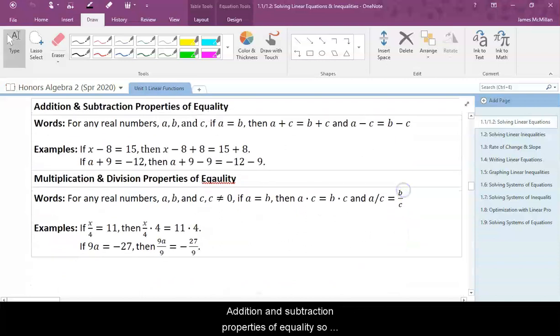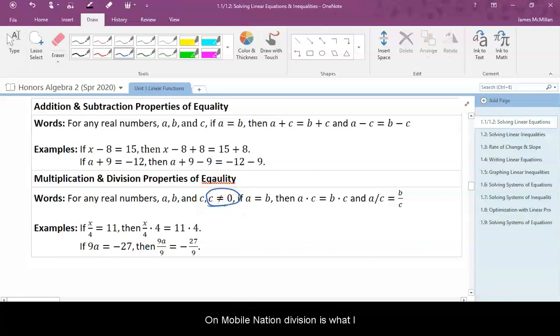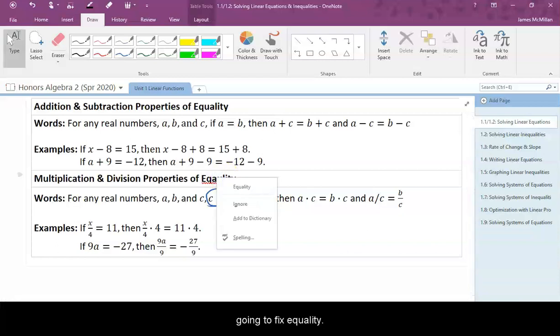All right, addition and subtraction properties of equality. So basically, again, things that you've learned in middle school and Algebra 1, but saying if I need to add something to both sides of an equation, I can. Or if I need to subtract something from both sides of an equation, I can. Or multiplication or division. Remember, the only restriction on multiplication or division is that what I divide by or multiply by cannot be 0. And there's another little error that we're going to fix. Equality.